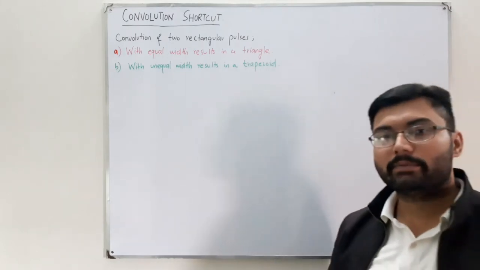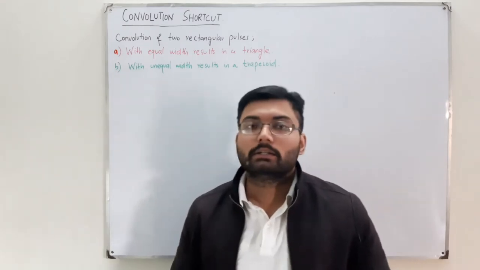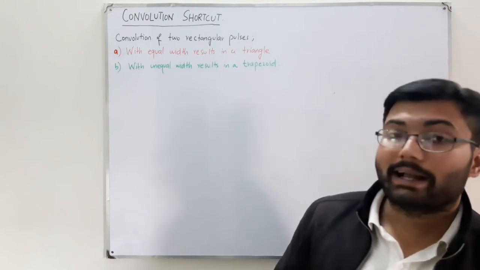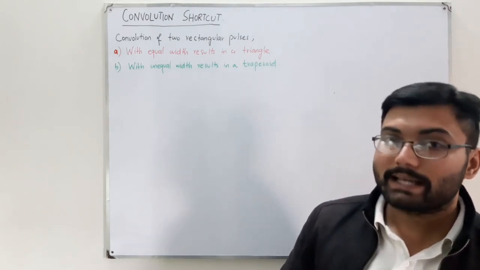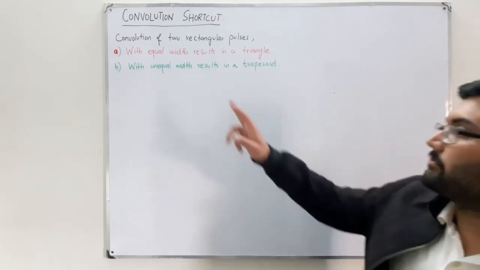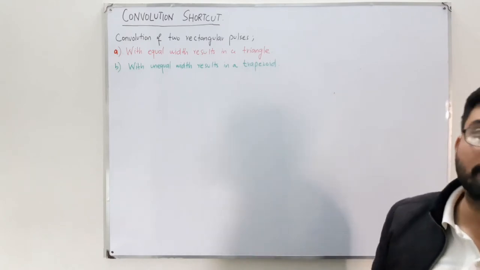Today, the shortcut method to find the convolution. Let me tell you in the very beginning that this shortcut is only for rectangular pulses, not applicable to any other sort of signals. If you are given rectangular pulses, they could either be of the same width or of an unequal width.